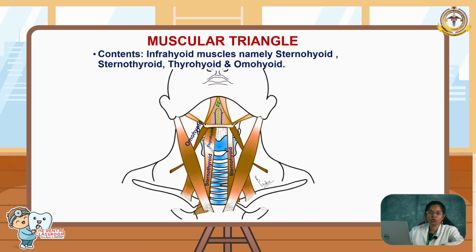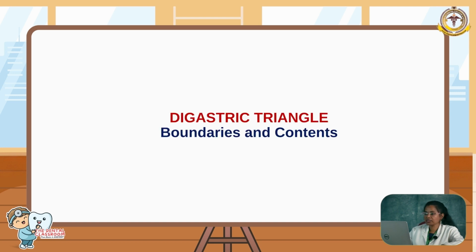If you see the contents of the muscular triangle, I have already told you, it has only muscles as its contents. The sternohyoid starting from sternum to the hyoid bone, sternothyroid starting from sternum to the thyroid cartilage, thyrohyoid, thyroid cartilage to the hyoid bone, and also the omohyoid muscle. So we have finished the muscular triangle too. Let's see about the digastric triangle.